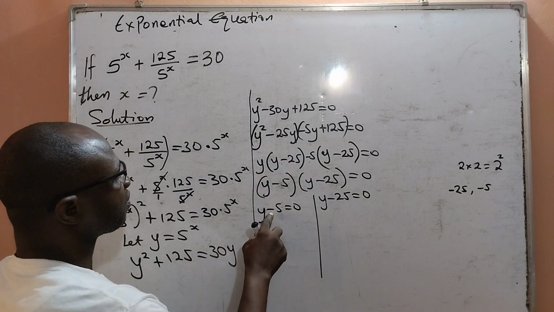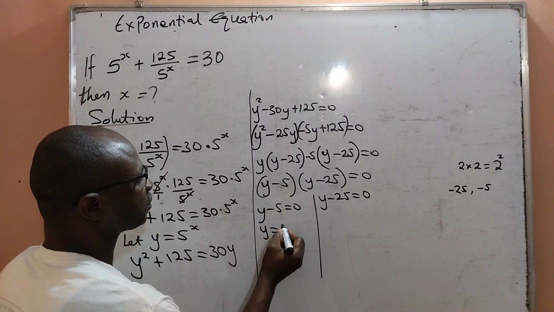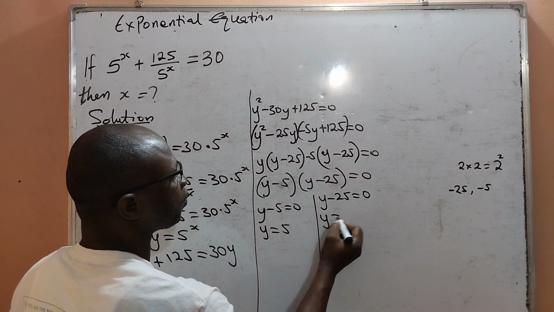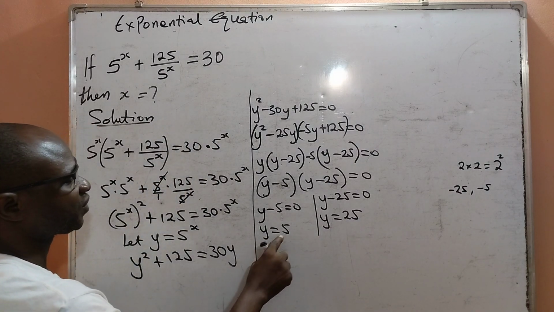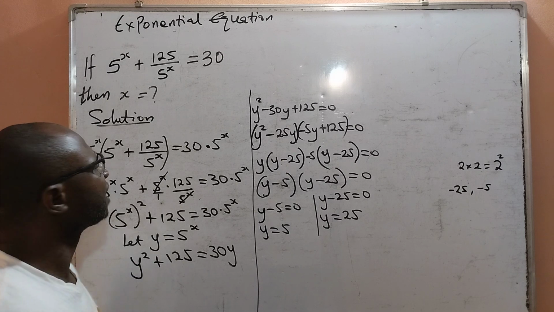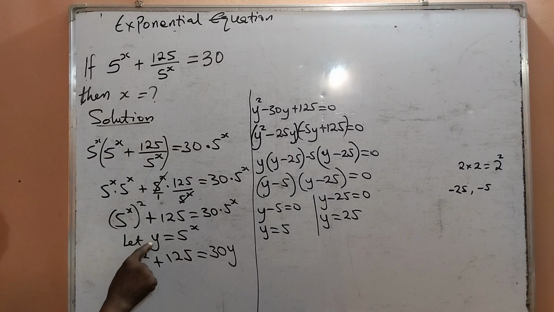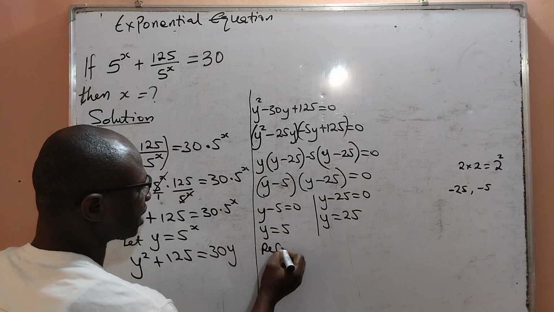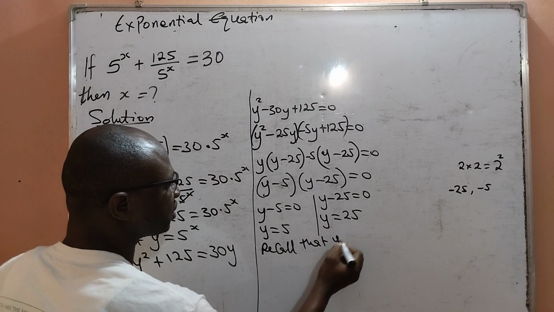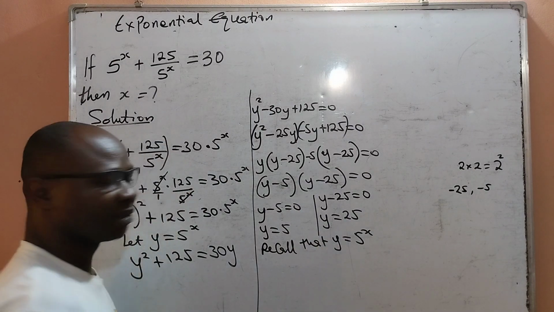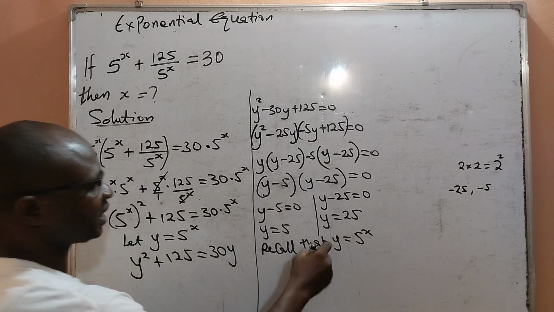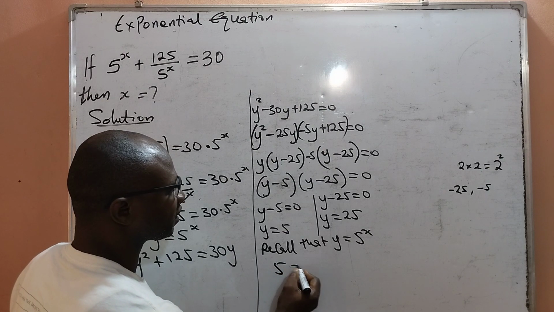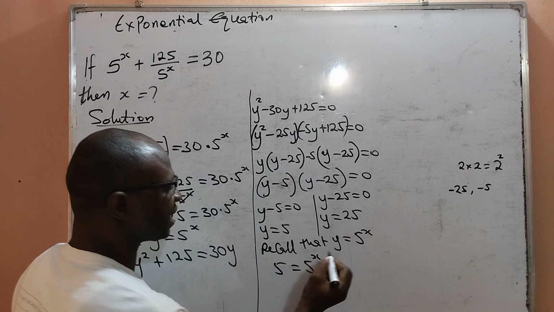Meaning that y from here will be equal to 5, and from here, y will be equal to 25. At this point, I have gotten the two values of y, 5 and 25. But remember we said, let y be equal to 5 raised to the power x. So I will now replace the value of y to be 5, and that will be 5 equal to 5 raised to the power x.